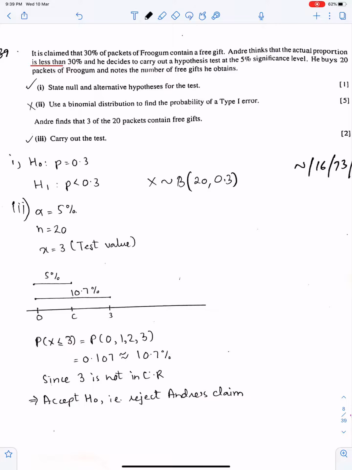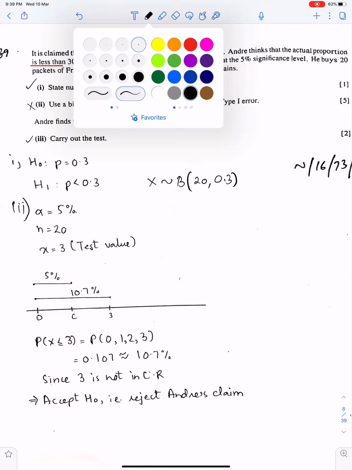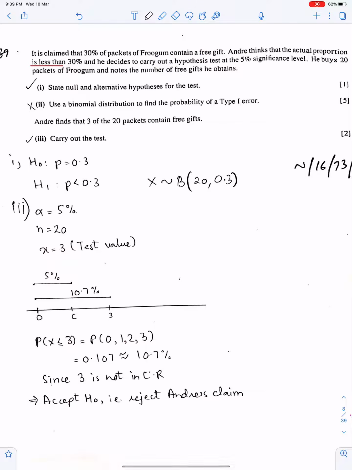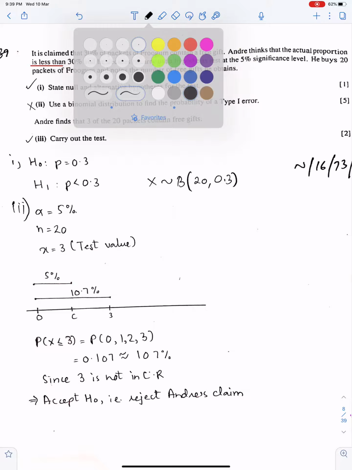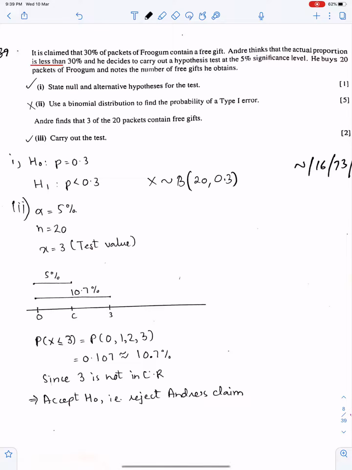So 10.7% means your 3 does not lie in the critical region. I mean, this test value does not lie in the critical region. Since 3 does not lie in the critical region, therefore you have to accept H naught. You have to accept this claim, that the proportion is 30%.